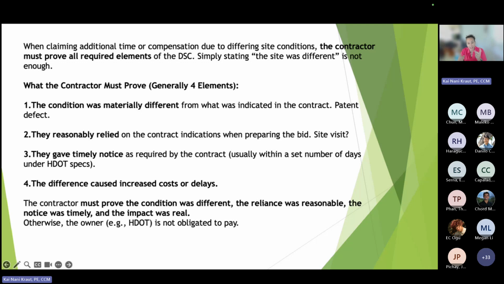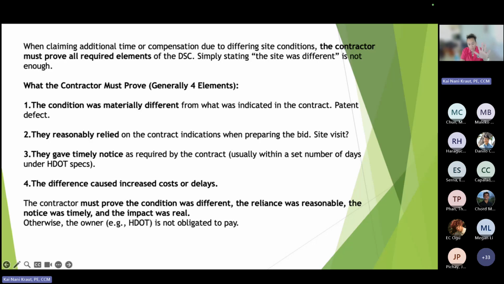And the difference, again, the last part, is the difference had to cause an increase in cost or delay. The contractor must prove the condition was different, reliance was reasonable, notice was timely, and the impact was real. Otherwise, the owner is not obligated to pay a differing site condition claim.